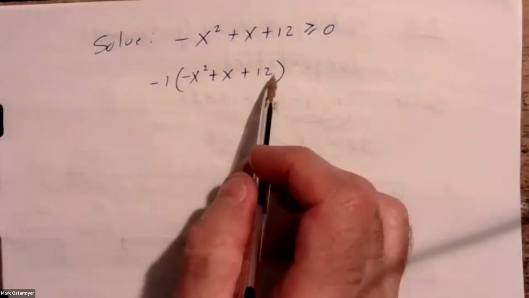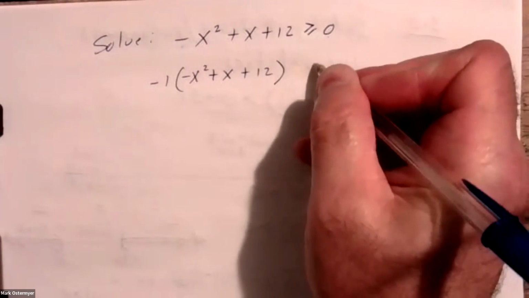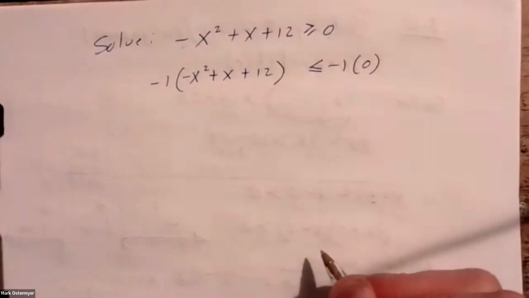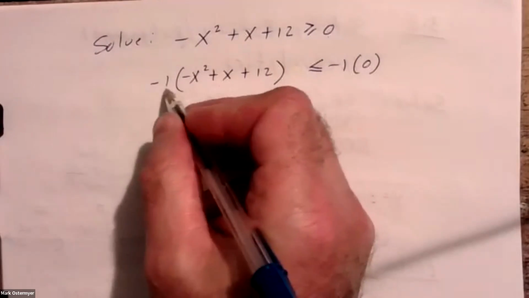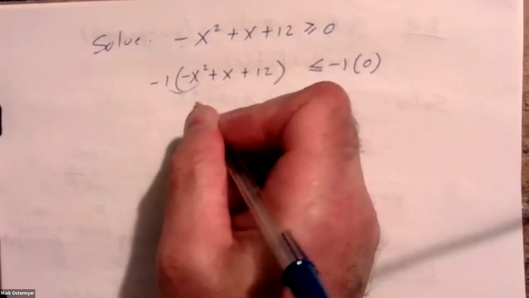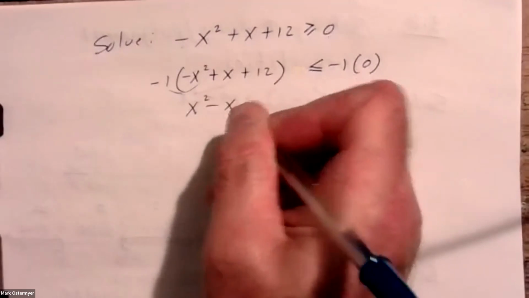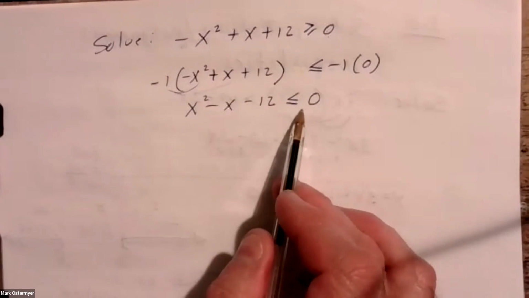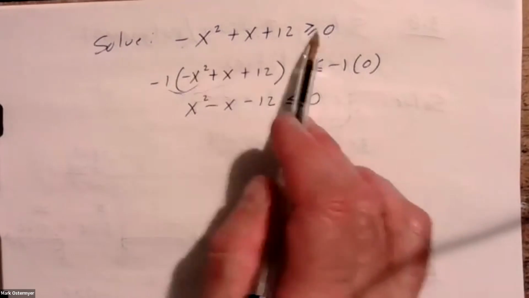Because I'm multiplying both sides of this inequality by a negative number, I have to flip my inequality symbol around. Don't forget that. So distributing the negative throughout, we'll have +x² minus x minus 12 is less than or equal to 0. This polynomial inequality is equivalent to this one.